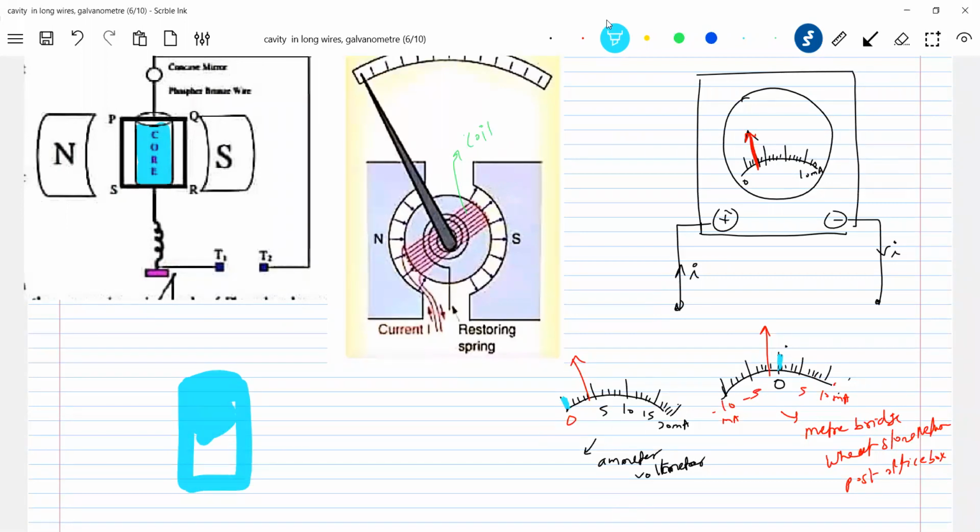And I'm going to wound a coil on that one. So what should be the, so it will be the iron cylinder. Let it be this one. Now I'm going to wound a coil. So how am I going to wound it, like this.